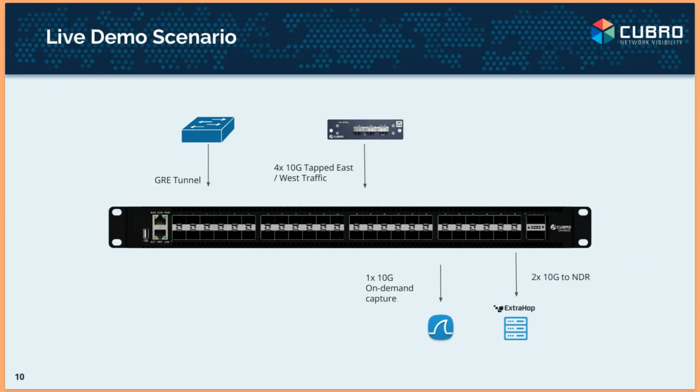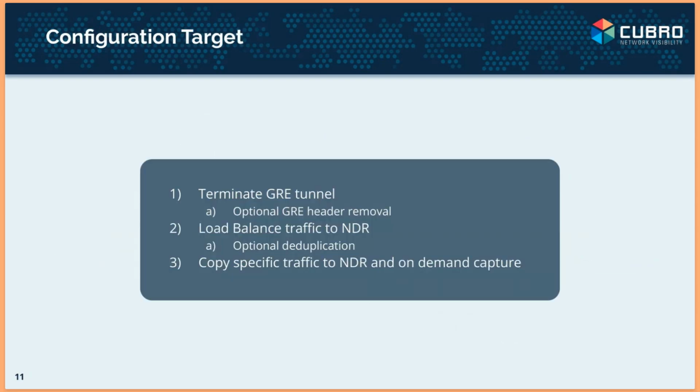Secondly, I also have an on-demand capture. The goal would be to configure it so that we can receive the GRE handle. Optionally, we can also remove the header. Then in addition, we want to take all the traffic and load balance it to the NDR solution. Optionally, we can also do the data deduplication. And then last but not least, we can copy just a specific IP address to the NDR, but also to the on-demand capture.